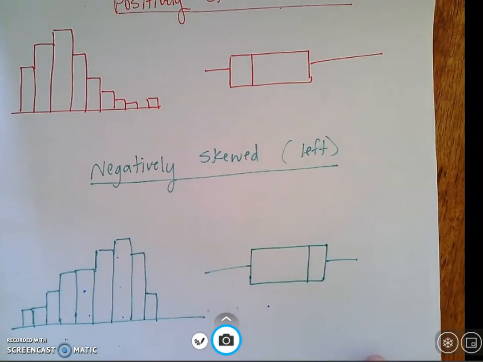Okay, so that gets you your different types of skewed with the box plot and histogram.